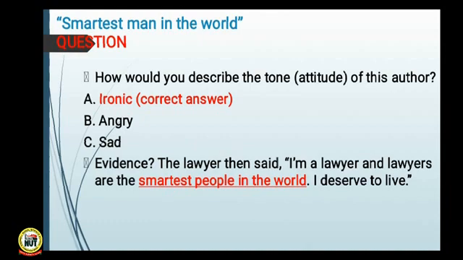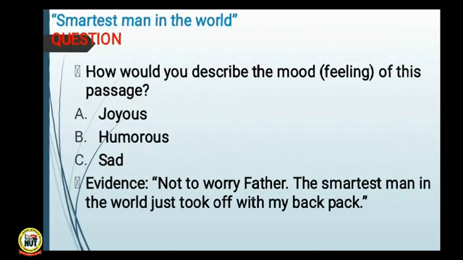The lawyer himself is the opposite of what he actually said he is. He said, "I am the smartest. They are the smartest people in the world." But from all indication, it just showed that the lawyer was very foolish. So that is the tone of the author in this passage. Let us look at the next question.